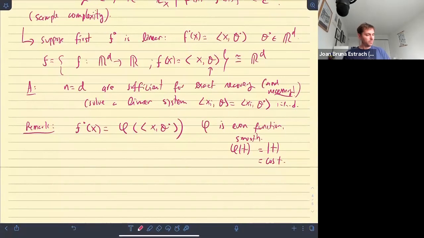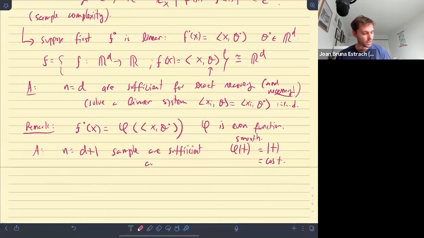So now you might ask the question, okay, now I make the problem a little bit harder. These samples are no longer necessary and sufficient, because this activation function is, again, losing some information. I have less information, if you want, in the measurements. So in fact, it's interesting to know that in that case, D plus one samples are, again, sufficient and also necessary, actually.